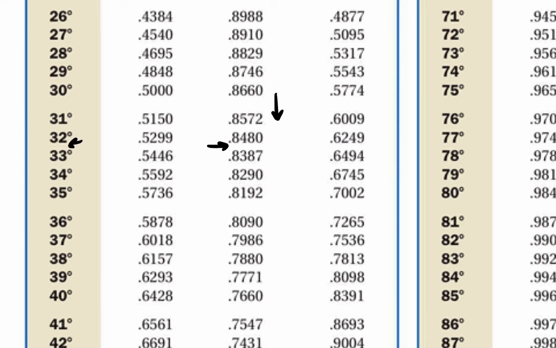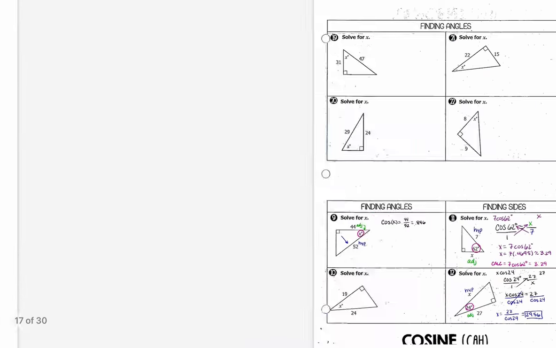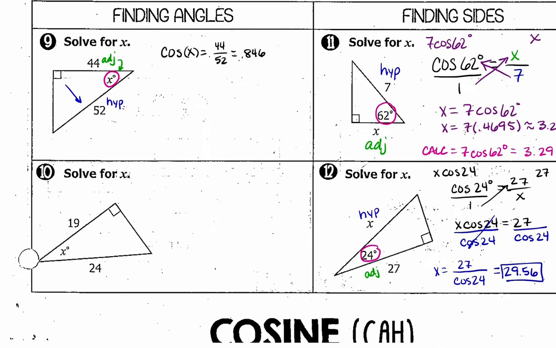So I would say maybe like 32.1 or 32.2. So we could say that x is approximately 32.1. That's plenty close enough.